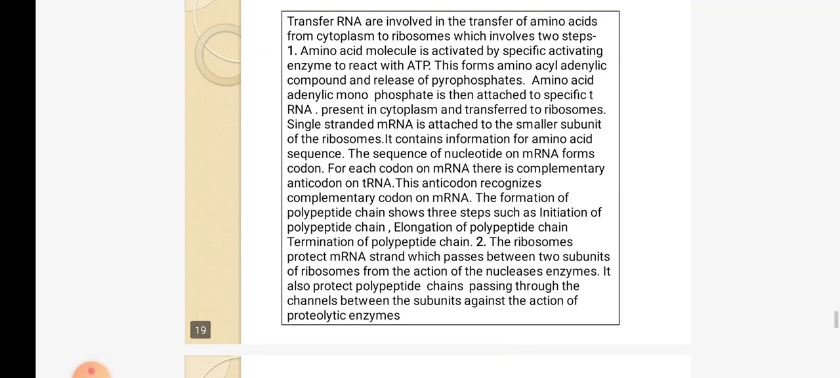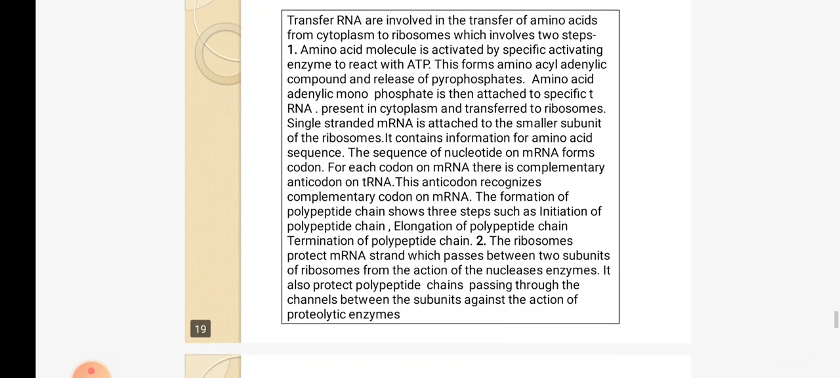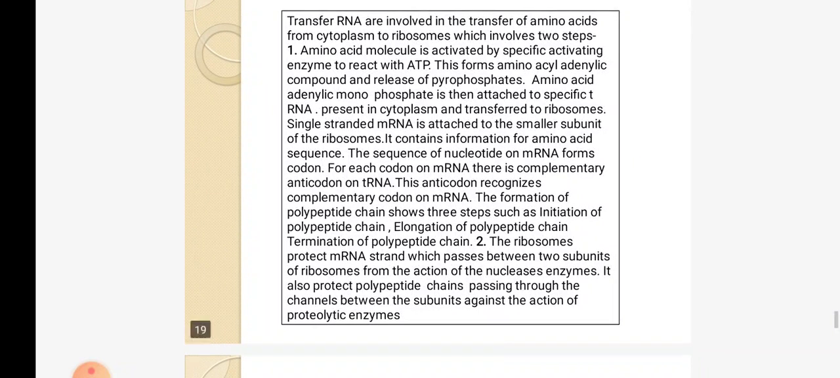Transfer RNAs are involved in the transfer of amino acids from the cytoplasm to ribosomes. It shows two steps. First, the amino acid molecule is activated by a specific activating enzyme to react with ATP. This forms an amino acid adenylic compound and releases pyrophosphate. Amino acid adenylic monophosphate is then attached to specific tRNA present in the cytoplasm and transferred to ribosomes.